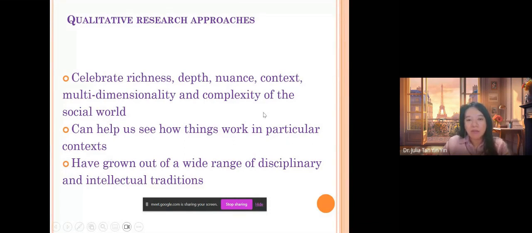We have a particular context, like how they see an advertisement, or how we see a Western student in an Indian school, or an Indian student in a Chinese school. It's a particular context, a specific place. It has grown out of a wide range of disciplinary and intellectual traditions. So it's a wide range of disciplines.